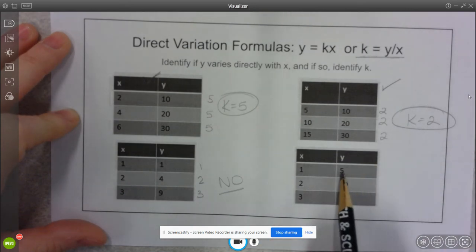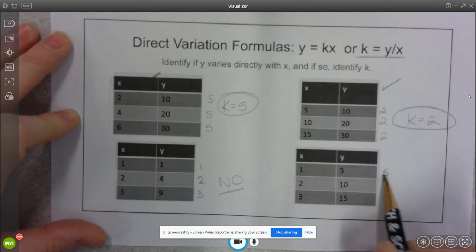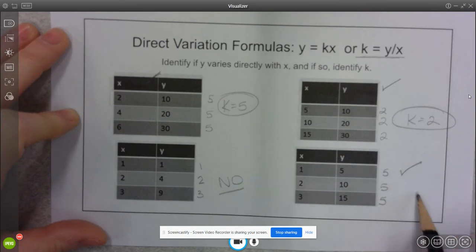Last but not least, 5 divided by 1 is 5. 10 divided by 2 is 5. 15 divided by 3 is 5. That's also good to go with my k value being 5.